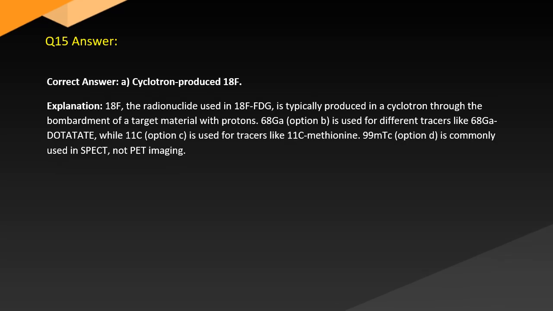Answer. Correct answer: A. Cyclotron-produced 18F. Explanation: 18F, the radionuclide used in 18F-FDG, is typically produced in a cyclotron through the bombardment of a target material with protons. 68Ga, option B, is used for different tracers like 68Ga-DOTATATE, while 11C, option C, is used for tracers like 11C-methionine. 99mTc, option D, is commonly used in SPECT, not PET imaging.